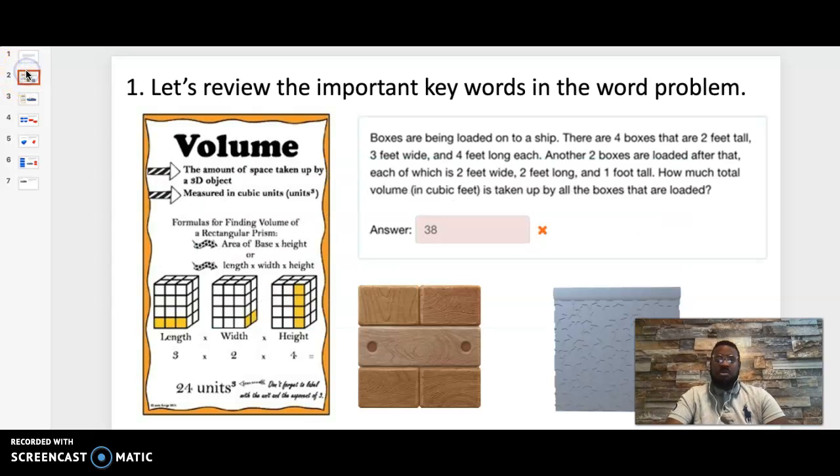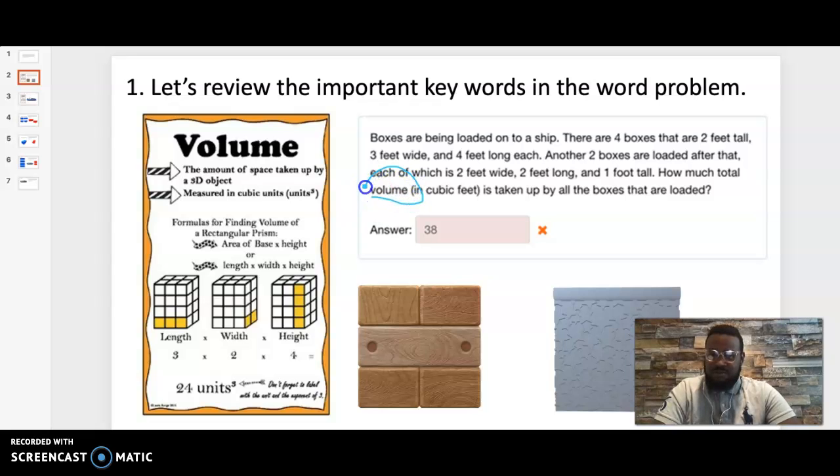So let's think about some of the key words that we see in this problem that would have helped us figure out where we should go with this. One word that I see that's super key here, in our question, is asking us to look for the volume.